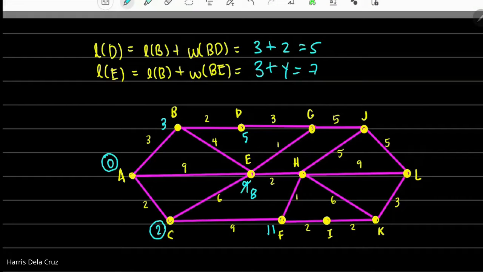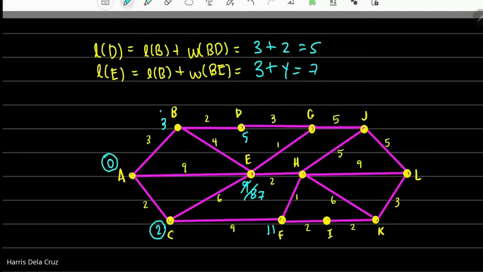Currently, ang label ni E ay 8. Pero nakita natin na mas maliit yung 7. So, papalitan na natin yung temporary label na 8. Gagawin na natin 7. Ibig sabihin nun, mas maigsi yung dumaan ka from A to B and then to E kesa dun sa kaninang path na A to E or AC to E. So, yun. Alam na natin na habang nai-improve yung path, papalitan lang natin yung temporary label.